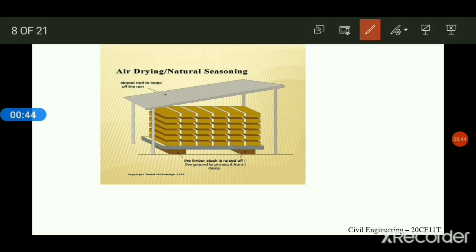Generally a wood log is sawn into convenient sizes, and after sawing, that means after cutting it into the desired shapes and sizes, it is stacked under a covered shed. Let us consider this as a shed. It is kept under the covered shed, covered only at the top. The remaining four sides are not covered, because natural air has to come through inside.